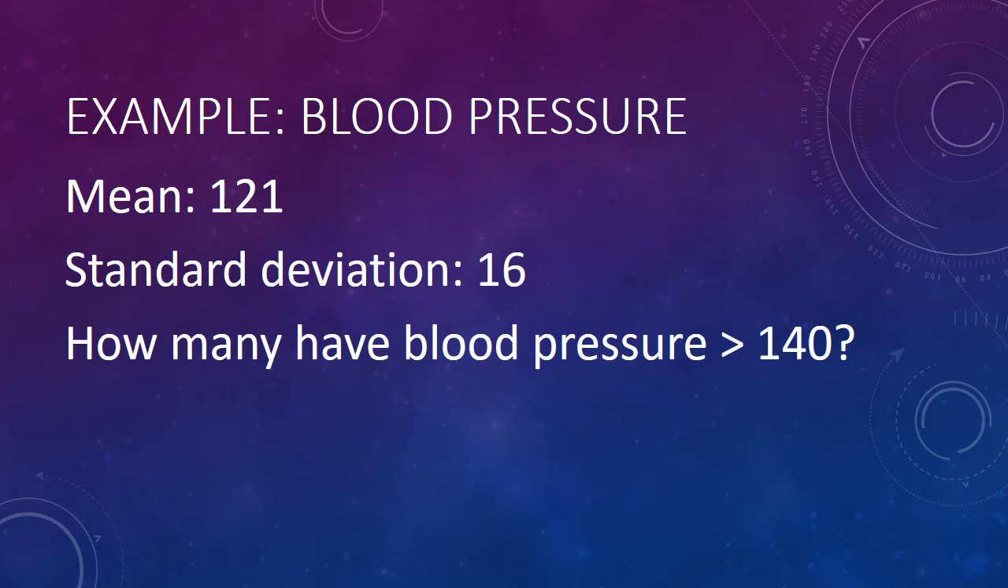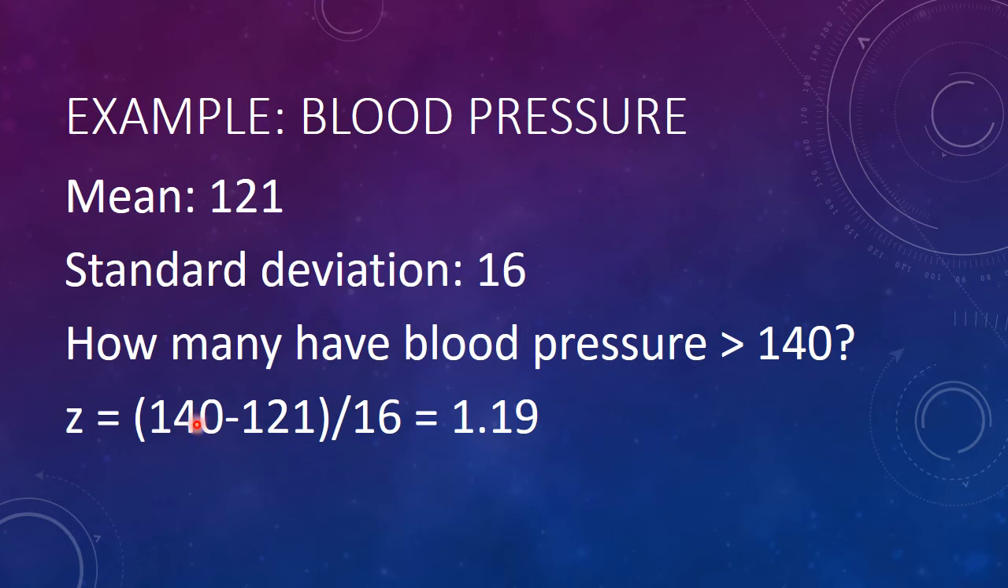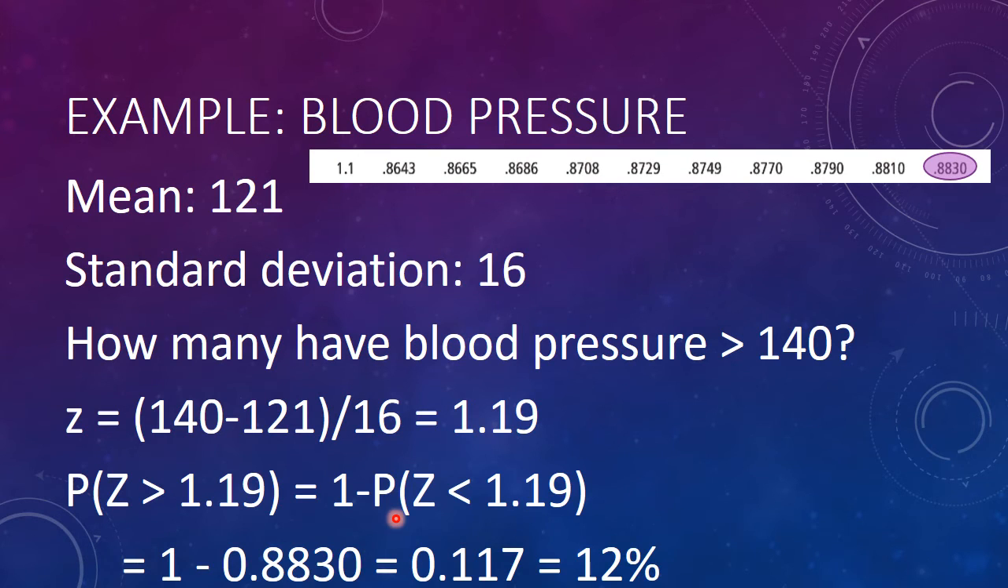Well, first we always compute the z-score. So we take 140 and we subtract the mean, 121, and divide by 16, which is the standard deviation. That gives us a z-score of 1.19. Now we can find the probability that a standard normally distributed variable is greater than 1.19. Recall that the way we do this is we find the left tail probability for 1.19 and then subtract that from 1. So let's look up in the table what the left tail probability for 1.19 is. It's 0.8830. So we can subtract that from 1 and we get 0.117. That is to say, about 12% of Canadians would have high blood pressure.